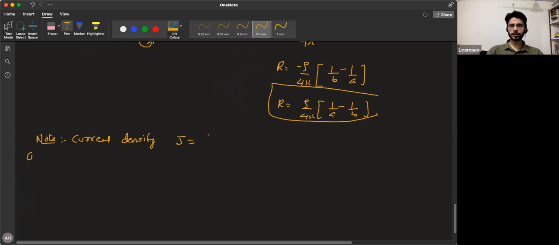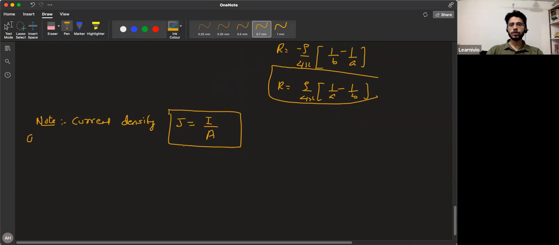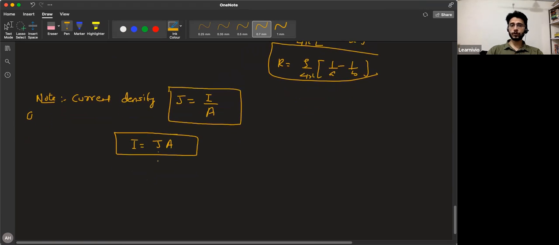Current density is current per unit area. So it's current divided by area of cross section. That is current density. J is equal to I by A. This is the formula for that. So from here, you can write that your current is its current density multiplied by area. But we can use this relation only if your current density is uniform.